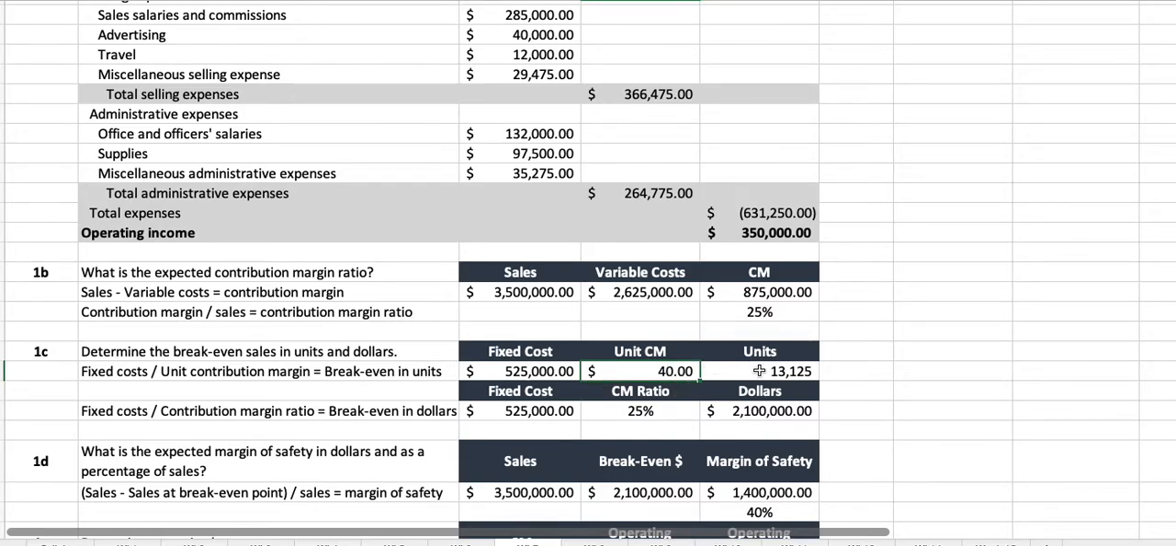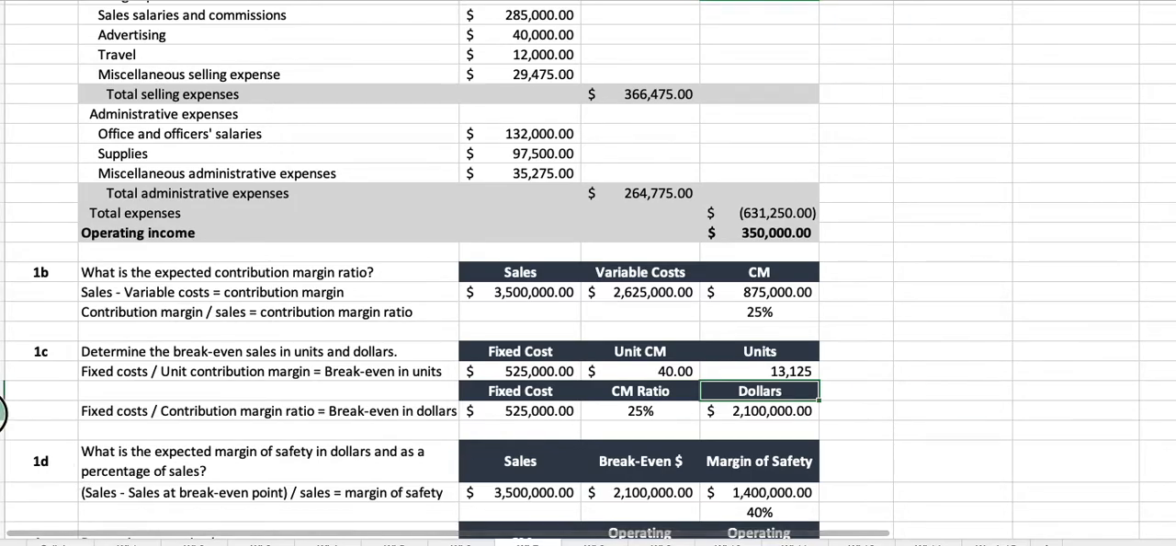And now all I'm going to do to find my break even is I'm going to take my fixed cost and divide it by my unit contribution margin. This tells me that I have to produce at least 13,125 units just to break even. If I want to turn a profit, I have to produce more than this number of units. Okay, so now we have our break even in units.